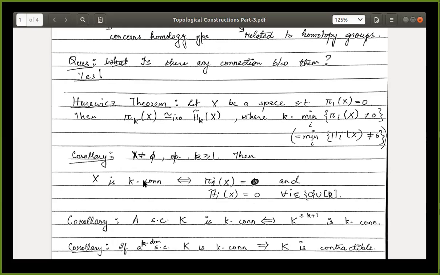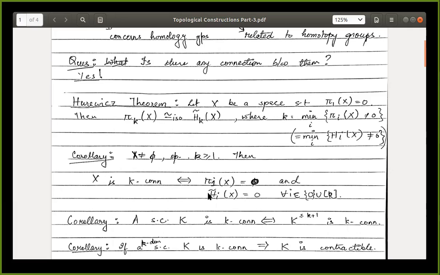You don't have to really sit down and compute the homotopy groups. You use these techniques and tools to arrive at the connectivity of a space. Another corollary is, if you take a finite dimensional simplicial complex K, it is going to be k-connected if and only if its (k+1)-skeleton is k-connected.